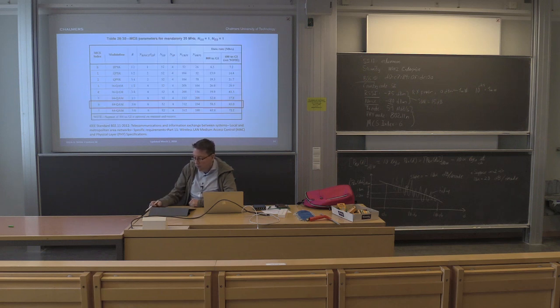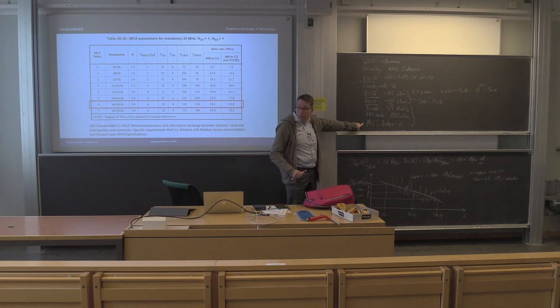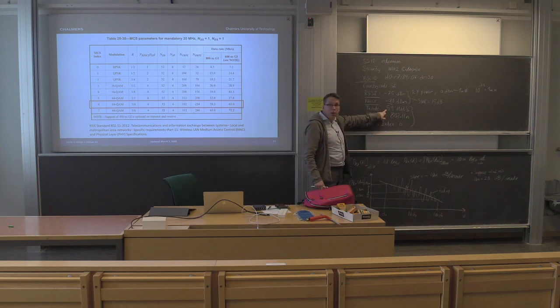And there is another table from the standard pointing out this modulation coding index 6. This modulation coding index 6 indicates that we are using 64 QAM with a rate 3/4 error control code. And it gives a data rate of 58.5, which my laptop optimistically told me was 59 megabits per second. Right?